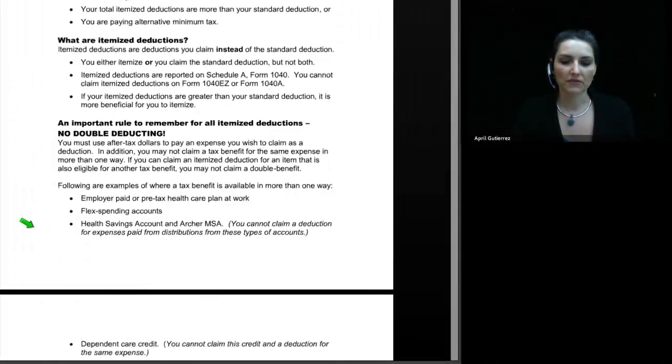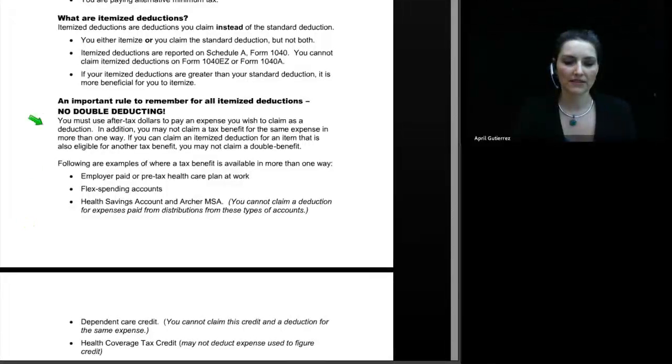And of course, an important rule to remember about all itemized deductions is you are never allowed to double deduct, and that is really true for the tax code everywhere, but a lot of people have a hard time grasping that, so I put it in big bold letters. Also, you have to use after-tax dollars to pay an expense that you wish to claim as an itemized deduction. In addition, you may not claim a tax benefit for the same expense in more than one way.